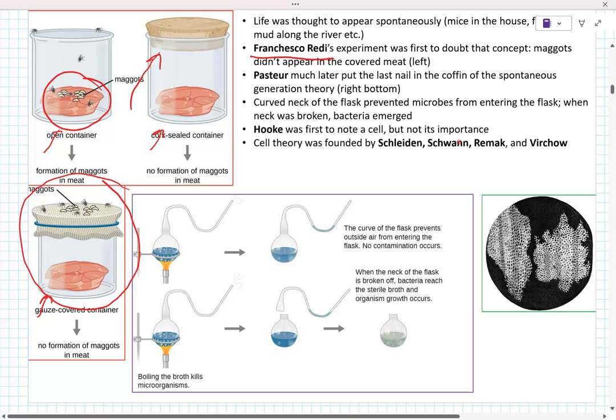And then there was this. So there was an exchange, so to say, in terms of the gas from meat to the outside world, but flies nevertheless couldn't land on meat. So even the gauze that prevented the contact of living things with non-living meat demonstrated that non-living objects probably cannot give rise to life.